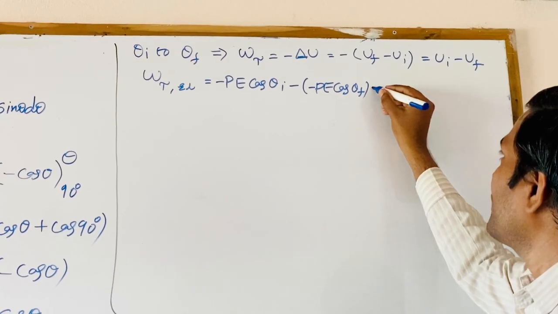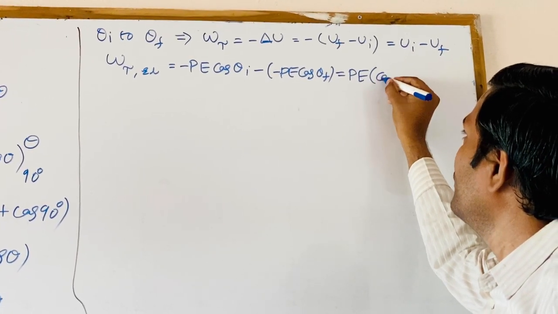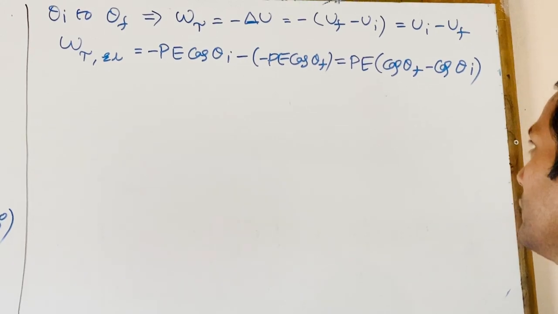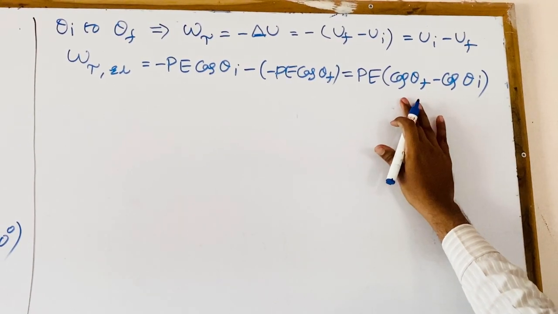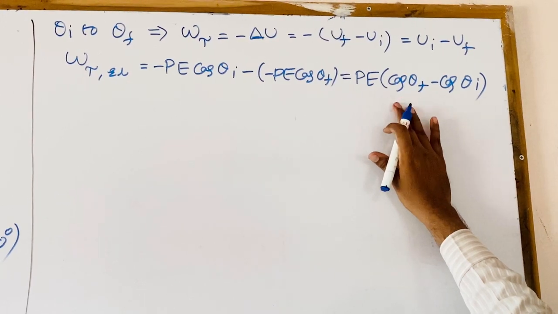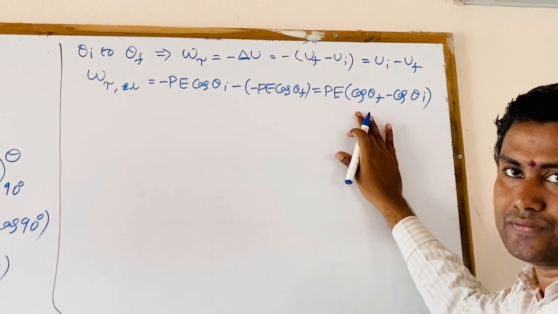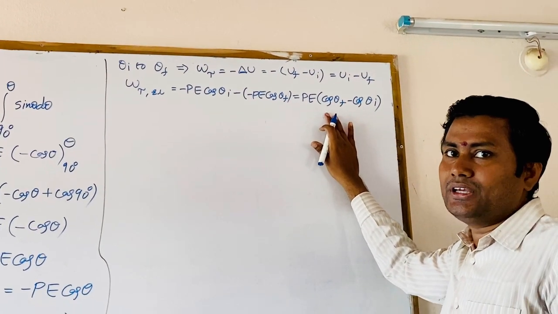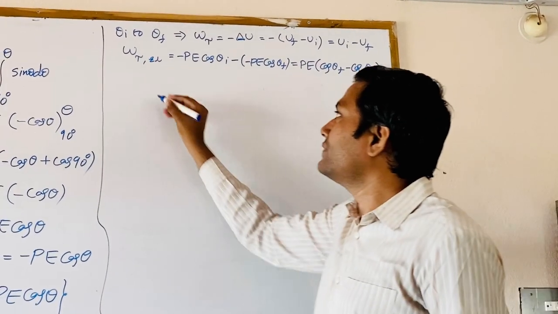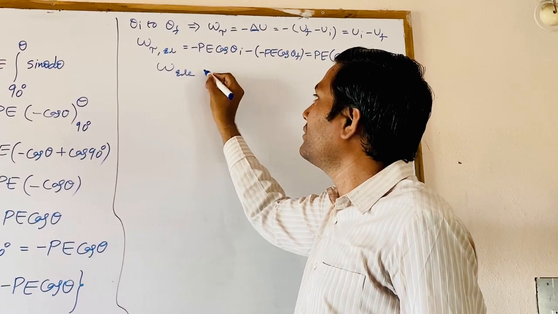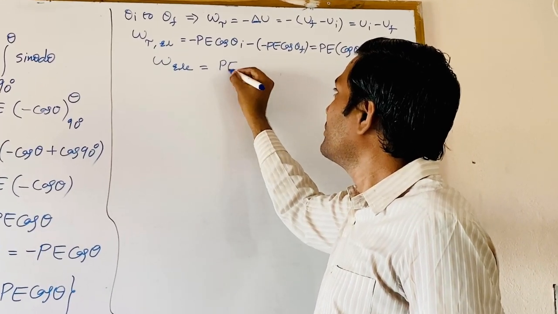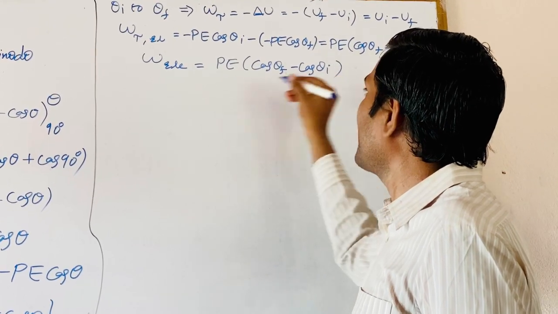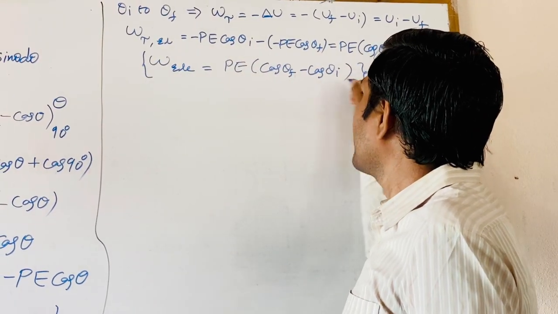Okay, so now again what can we write here, PE into cos theta f minus cos theta I. Okay, so this is the expression that we can use in order to calculate the work done by what force? Electrostatic force. But that electrostatic force is not directly acting in the form of force, it is creating some torque. Due to this torque we have this work. So simply to say, the work done by the torque due to the electrostatic force is PE into cos theta f minus cos theta I. Okay, so this is one more expression.